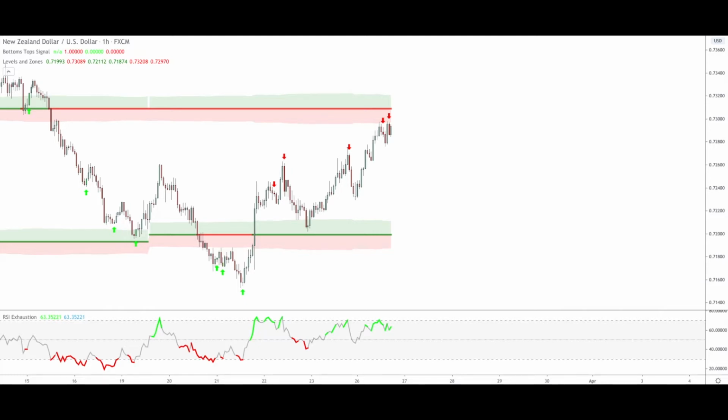So by making clear and simple analysis by using clear and simple indicators. Today I'm looking at the New Zealand dollar US dollar on the 1 hour time frame.